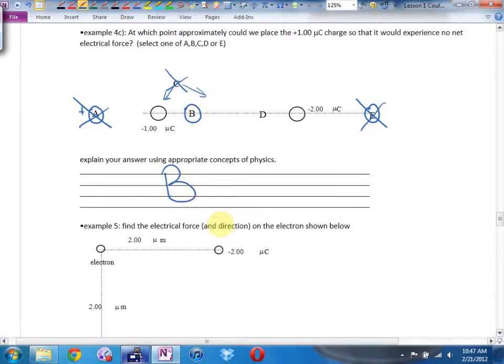It says explain your answer using appropriate concepts. I think we just did it verbally. I'm not going to write all that out, but that's how I'd handle it.